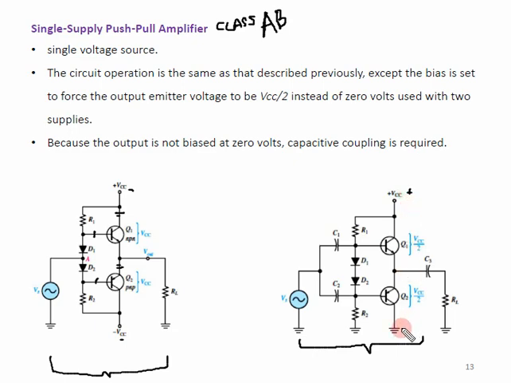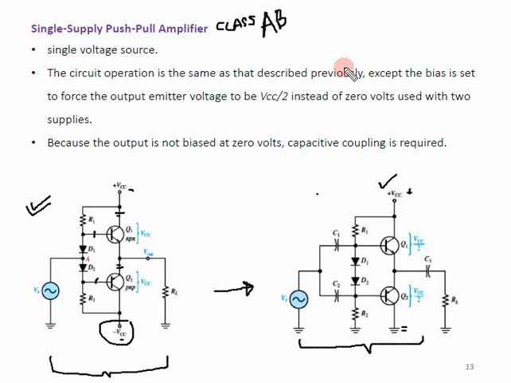The other one over here is grounded, so we remove the other power supply, which is minus VCC, in this part. So this is the modified version with a single power supply. If you see the characteristics, this is a single voltage source, so only VCC is present. The circuit operation is the same as described previously. So basically the operation mechanism of this circuit is the same as this one.